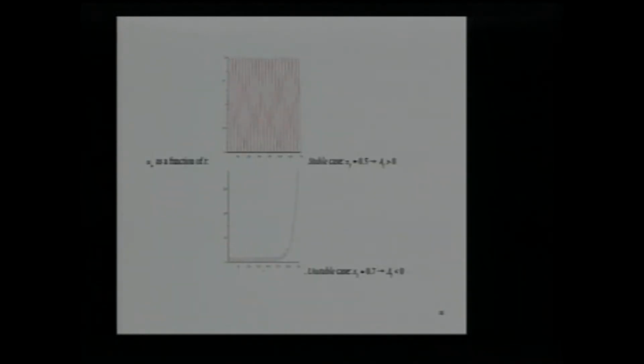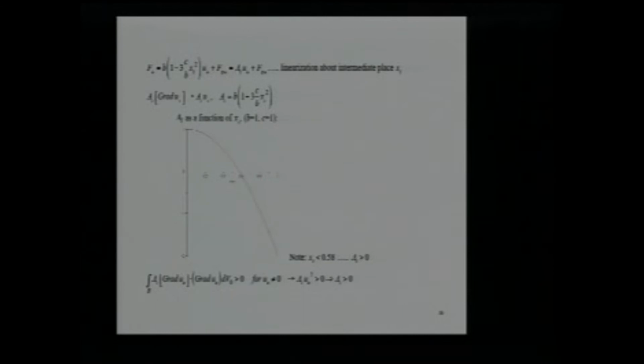We can obtain a closed form solution of this problem by Maple, and we can apply a small disturbance to the force and look at what happens. And indeed, we are on the left side where AI is greater than 0, for the intermediate place smaller than 0.58, in this range, here at 0.5.